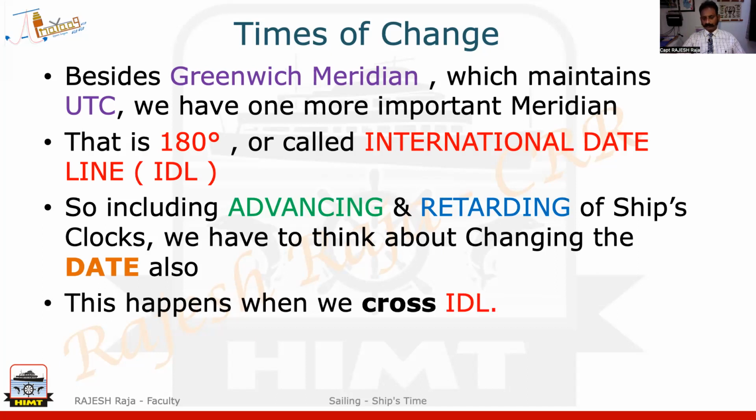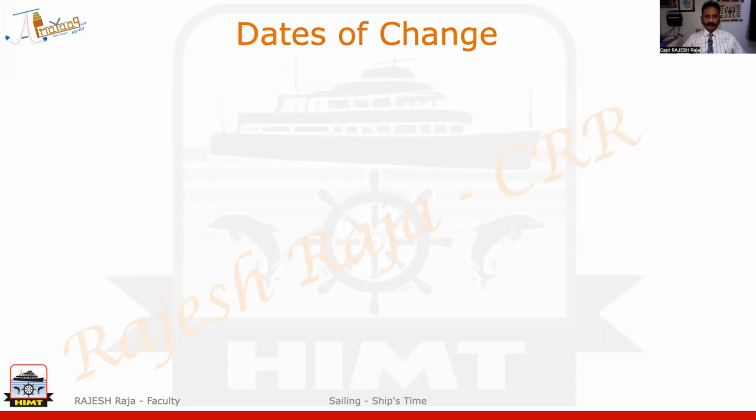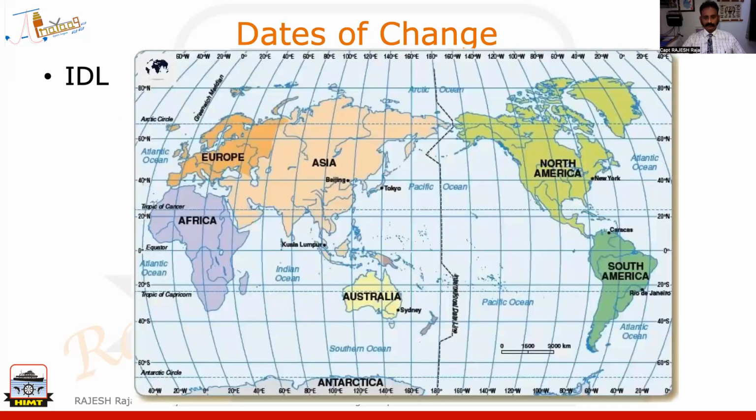And when does that happen? That happens when I cross the dateline. So this is where a lot of silly mistakes happen. So I'm going to show you in an easy way so that you can make it out. I've changed the title to dates of change, basically change of dates. So again, let us look at the dateline. What is the dateline? I'm going to show you this picture.